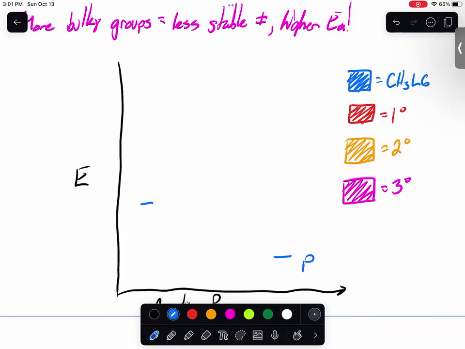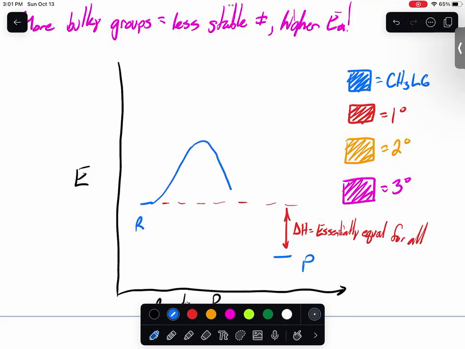Because in this situation, if the nucleophile and the leaving group are the same, the energies of the bonds formed and broken are very similar, right? So the delta H is essentially equal for all of these, okay? The difference comes in those activation energies, where in the first one, it has a relatively mediocre activation energy, but we've added in that steric group for the primary, and its activation energy starts to skyrocket.